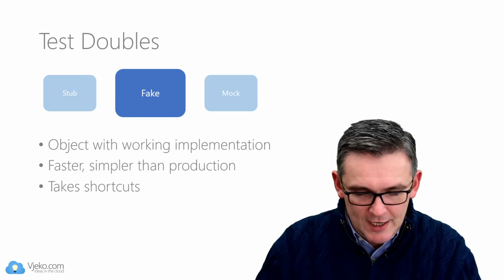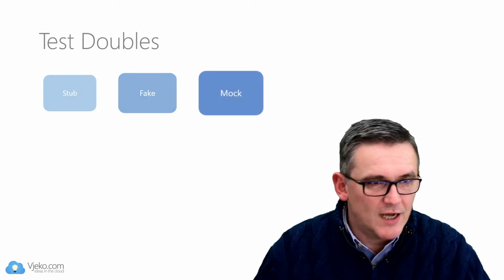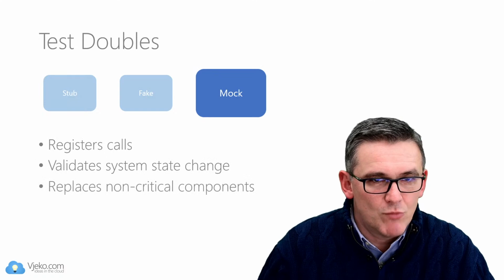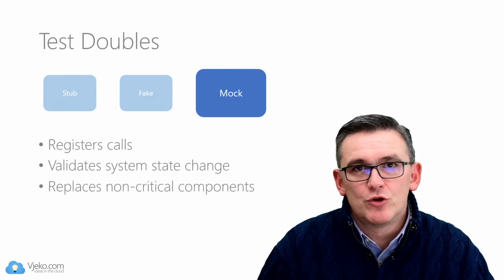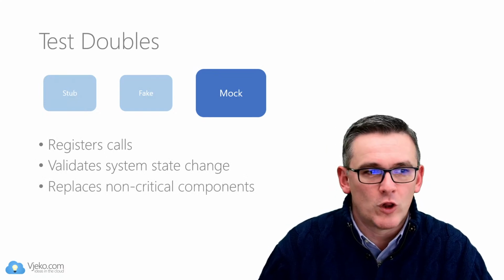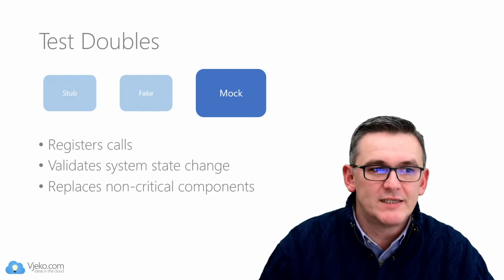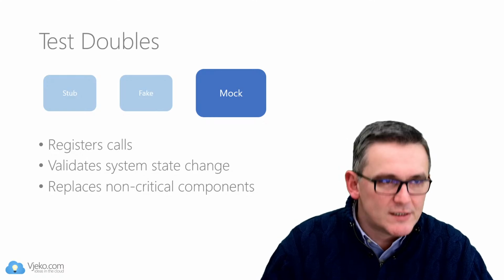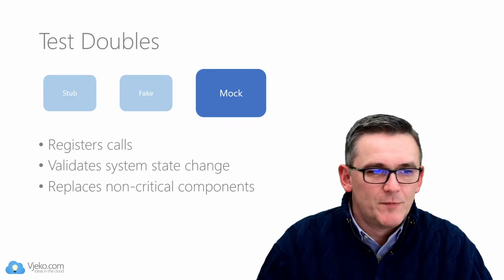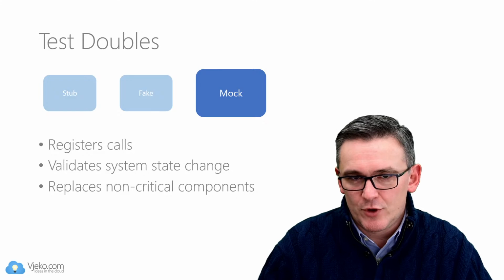for the test process. And the last kind of test doubles that I'm going to talk about today is mocks. Mocks are objects which are used to register calls, make sure that some call has happened, and to validate a system state change that is otherwise difficult to validate. Also, mock test doubles are used to replace non-critical components of a process.